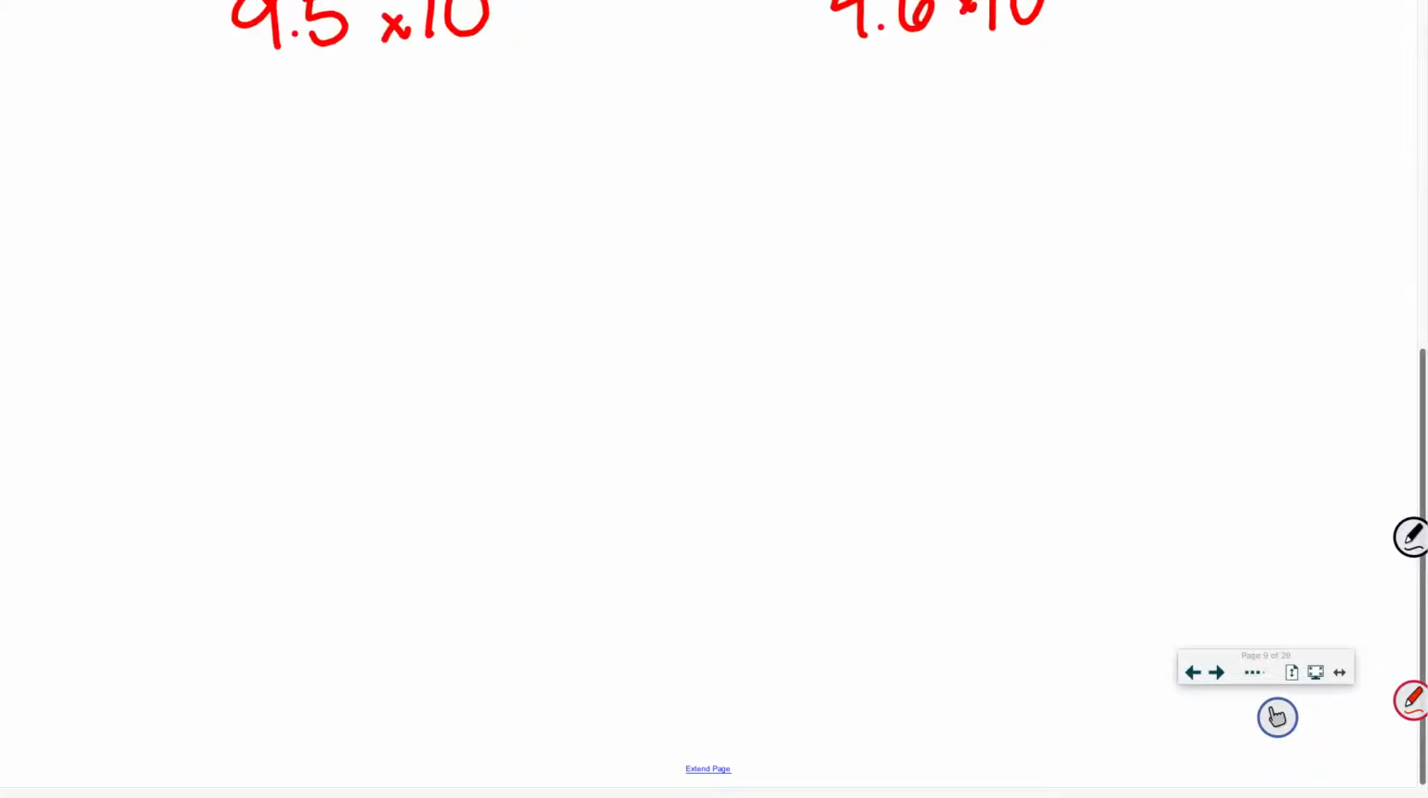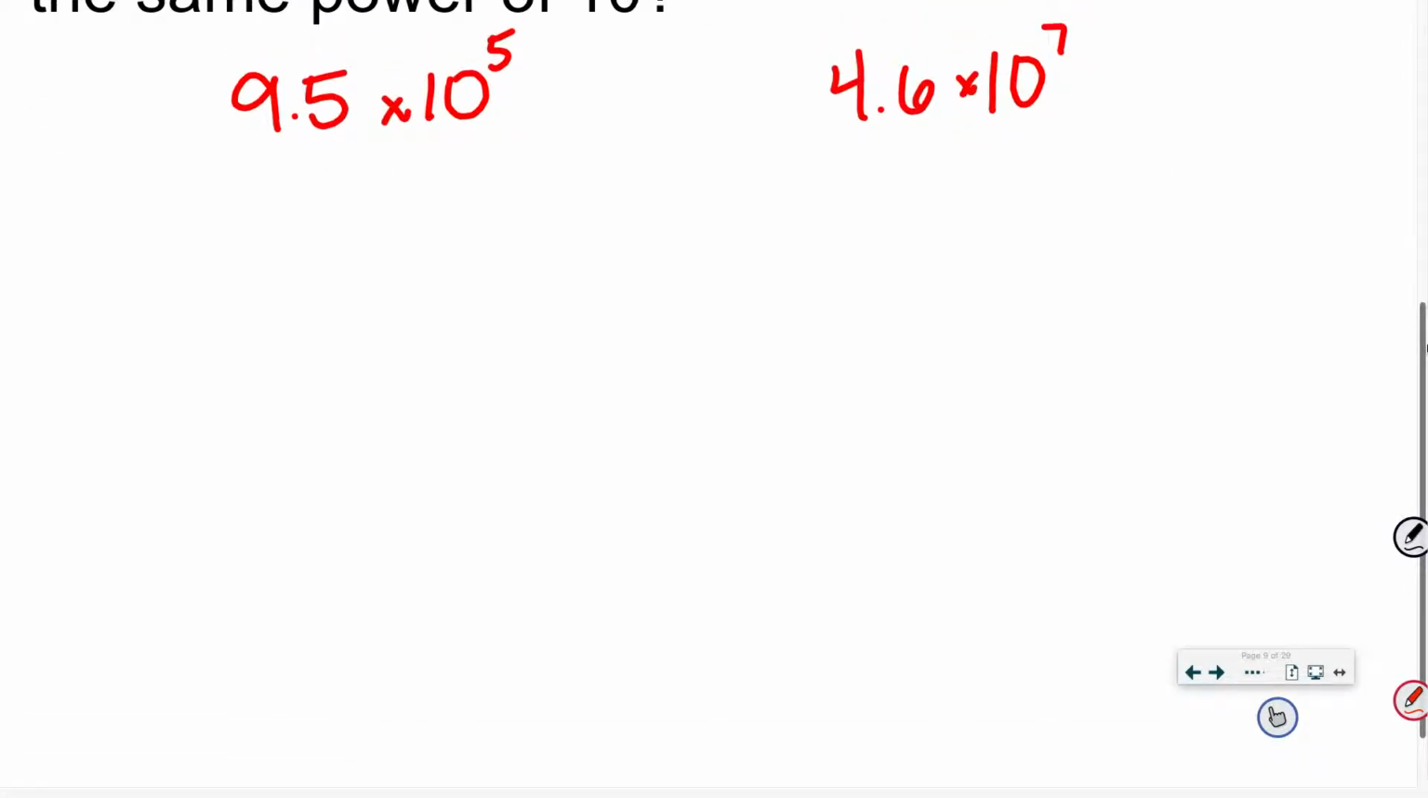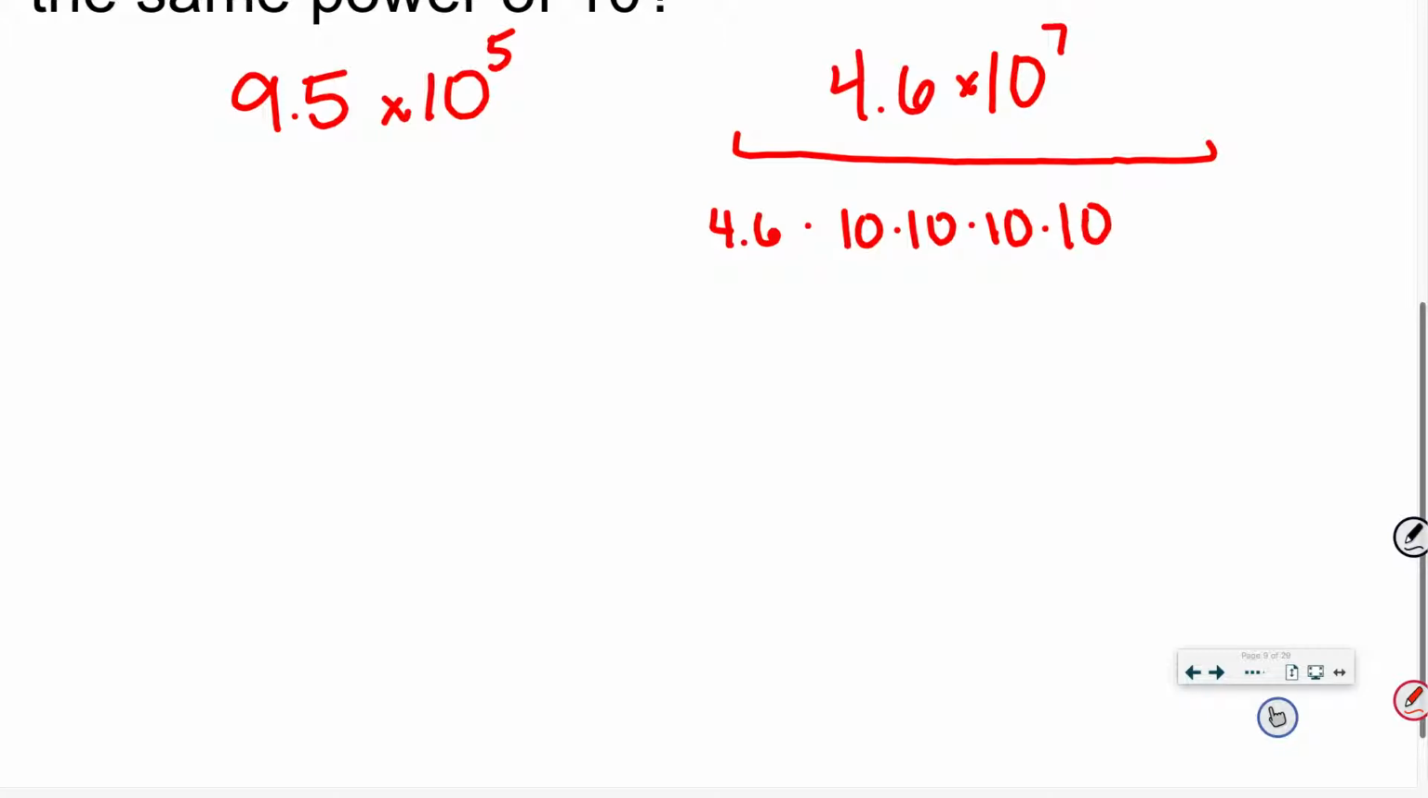So if I have this number, what is this number really? Like if I broke everything out, what is it really? It's 4.6 times 10 times 10 times 10, 4, 5, 6, 7. But you just told me that I wanted to represent this as a number times 10 to the 5th. So what would the first number be if I needed to represent this as a number times 10 to the 5th? Where do I get the 10 to the 5th?